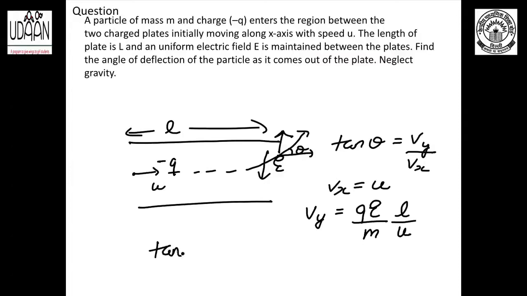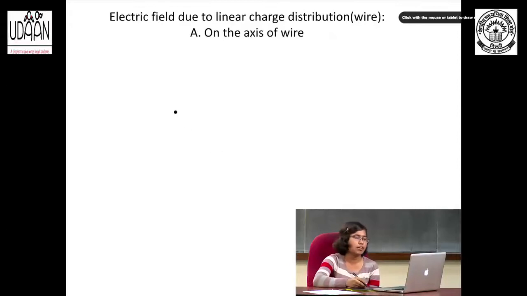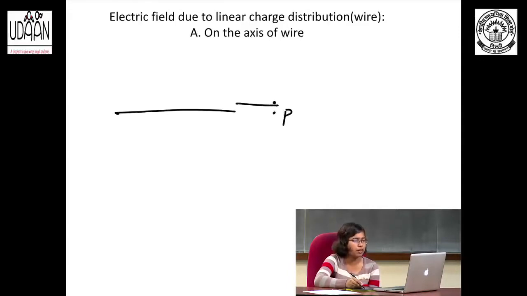So, we can find that tan theta is equal to QEL upon mu square. We have not taken the acceleration due to gravity as it is written in the question that we have to neglect gravity. Now, let us consider the electric field due to linear charge distribution. The first case we will consider is when the point is on the axis of y.